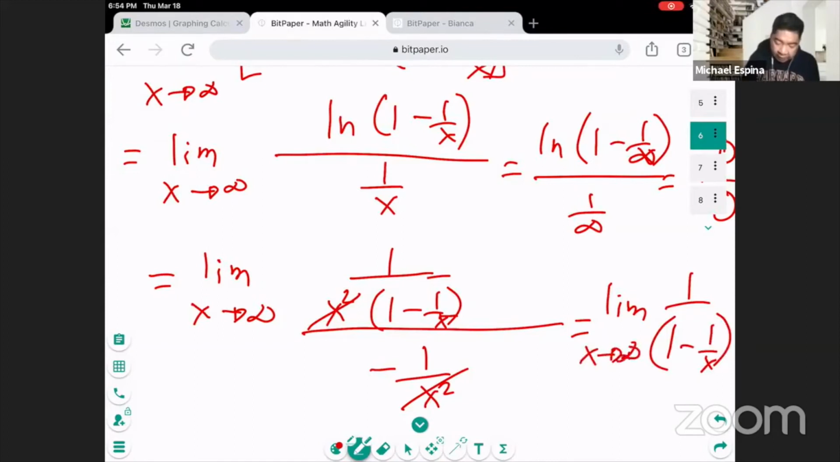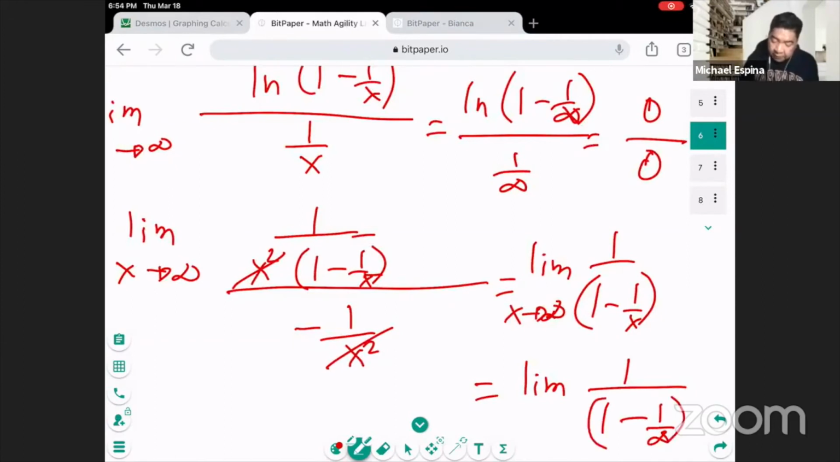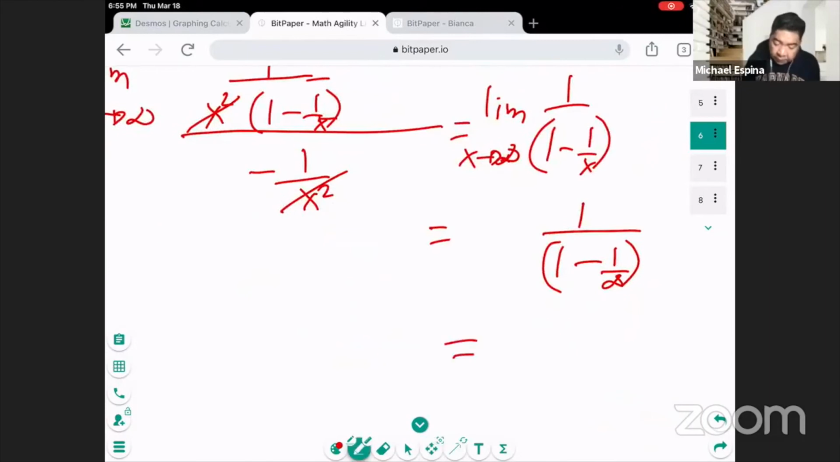Let's see. If we substitute infinity here, what value will we get? The limit of 1 over (1 minus 1 over infinity). Again, 1 over infinity is 0. So our answer should be, hold on, there's a negative here, right? Yes, there's a negative, sorry, because of the negative from the denominator's derivative.